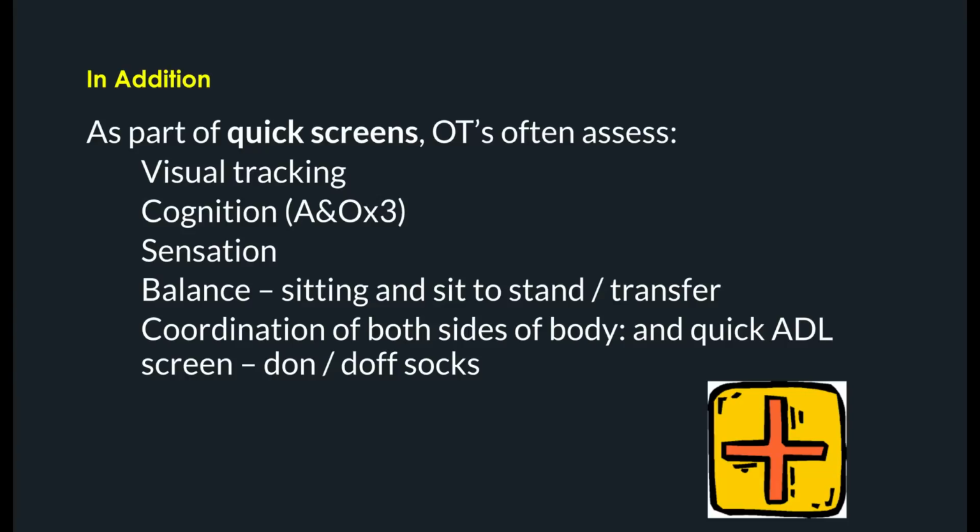You're going to look at a person's cognition, which is looking primarily at, are they alert and oriented times 3? You're going to look at a person's sensation, their balance, both sitting and sit to stand and transferring possibly. And then you're going to be looking at coordination of both sides of the body. This also can be incorporated while doing a quick ADL screen, such as donning and doffing a person's socks.